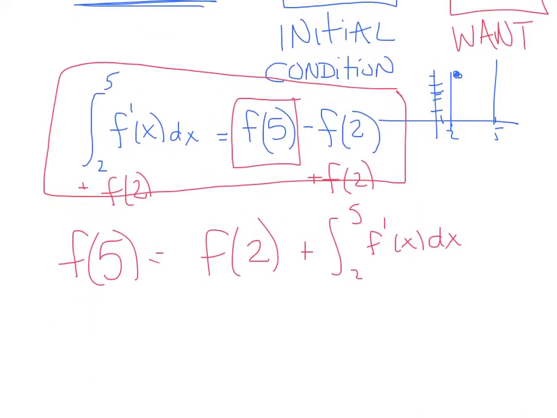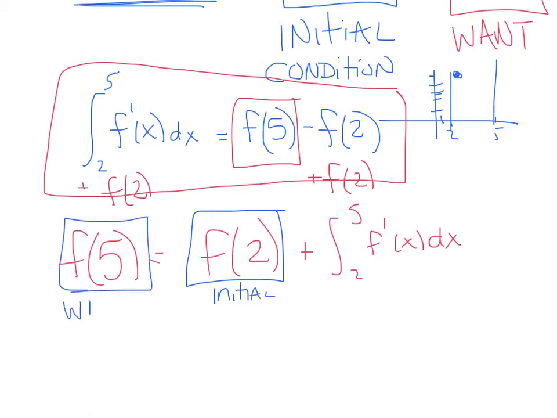Okay, so again, I want you to take note. This is the initial value. This is what you want. And notice this initial f of 2 has to match with this lower bound. What you want matches with the upper bound every single time. All right, now we can actually integrate this.